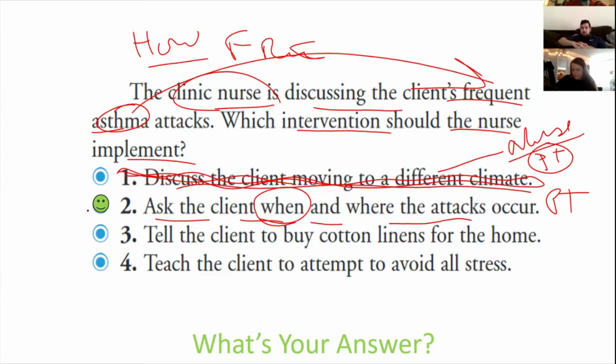Why cotton, right? Does cotton have more dingleberries on it than satin? Does it have more phrase? Does it have more potential for increasing asthma attack? I don't know, right? So don't give them a list. Don't give them a shopping list of what they need to buy.